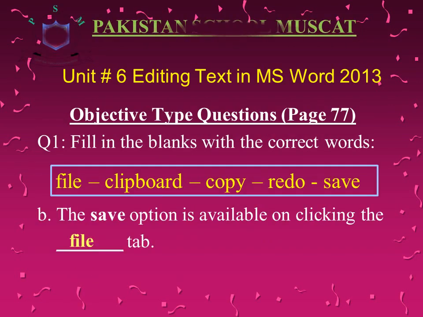We have part B, and the question is: the Save option is available on clicking the dash tab. As we have seen in the components we discussed in the last lesson, the File tab is the first tab on the Word window, and when you click on it you can save your files. So the Save option is available on clicking the File tab. Our correct answer, as you can see the question bank is also given over here, is File.